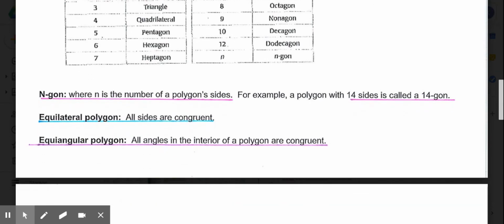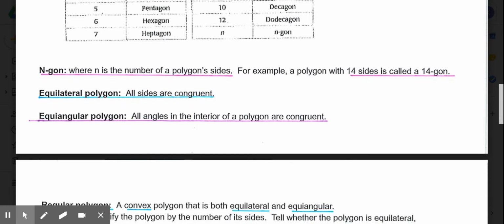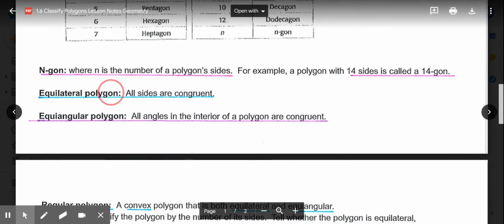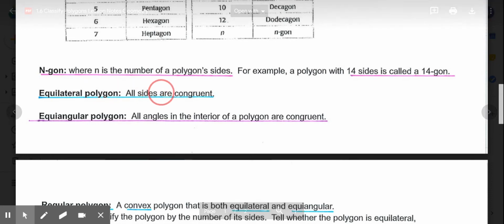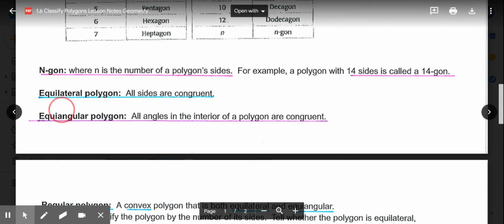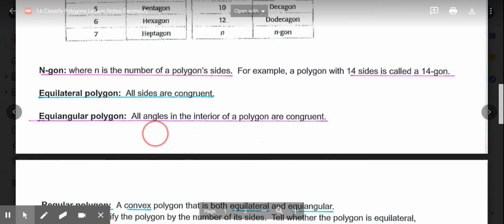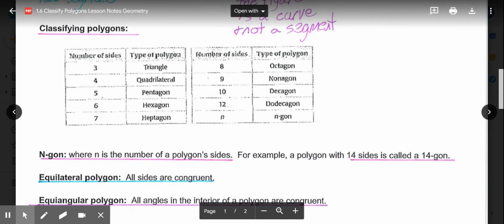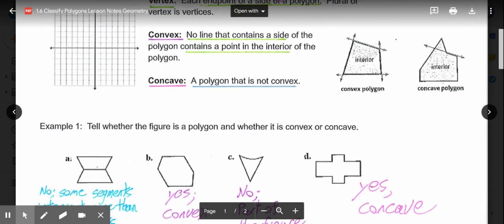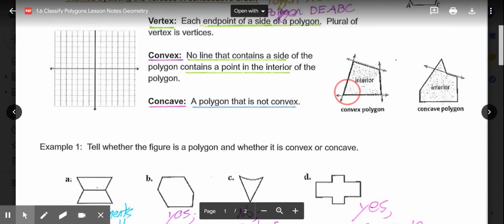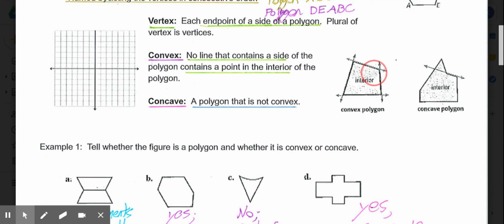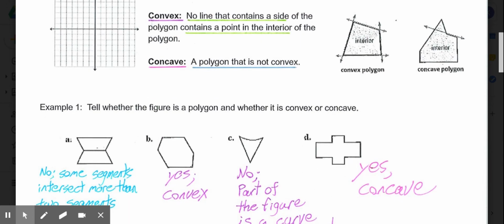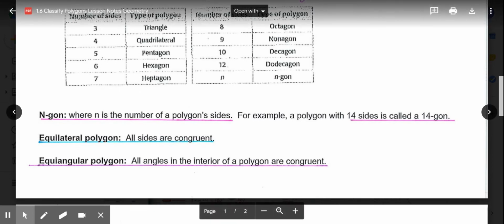Then 2 special types of polygons. An equilateral polygon is a polygon where all the sides are congruent, meaning they're all the same length. An equiangular polygon are where all the angles in the interior of the polygon are congruent. So that would be looking at each one of these angles. So here, here, here, and here. If those are all congruent, then it is equiangular.